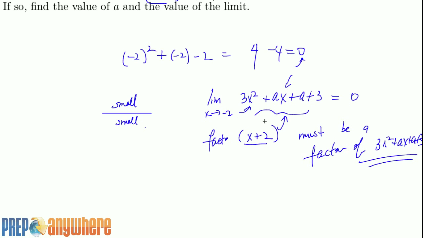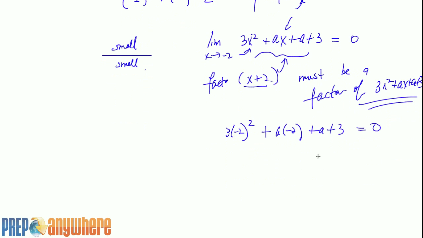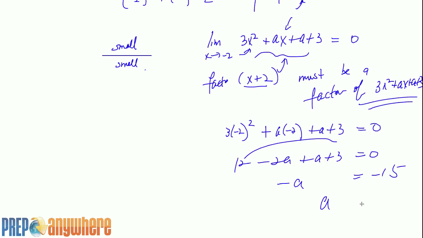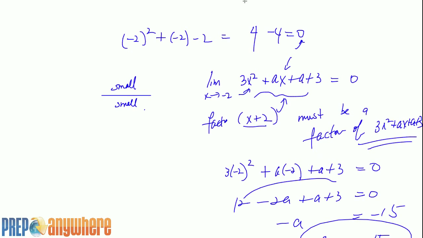Using the factor theorem, we know that when you plug in -2 in here, so 3 times -2 squared, plus a times -2, plus a plus 3, this must equal 0. So that's 12 minus 2a plus a plus 3. You can see that now we can solve for a. You minus a, that gives you 15, so it's minus 15 on the other side. So a is 15. So if a is 15, this has a limit.